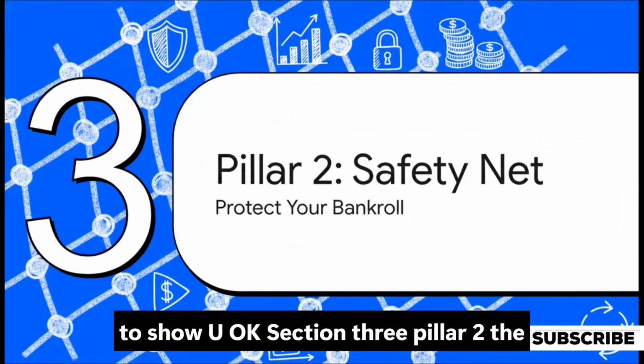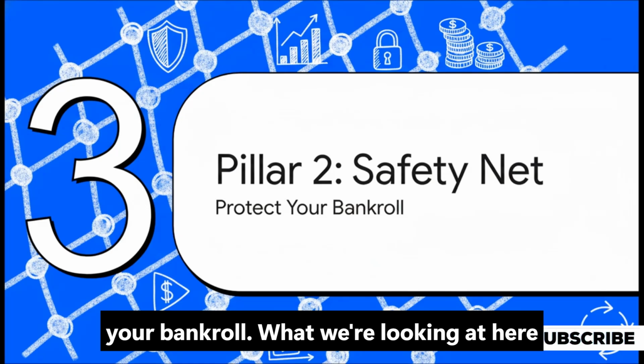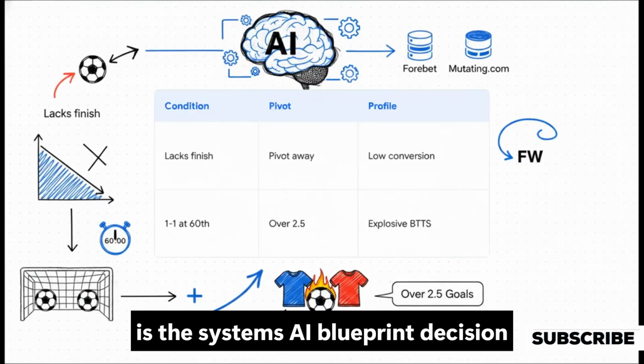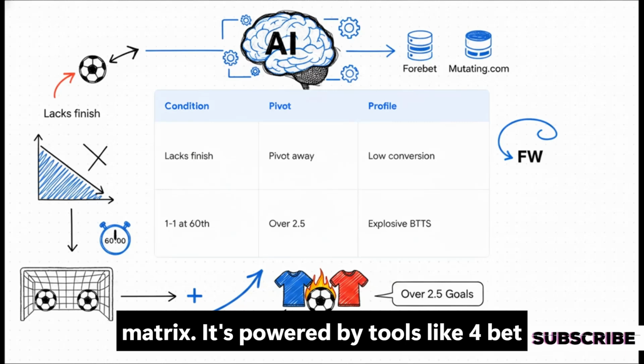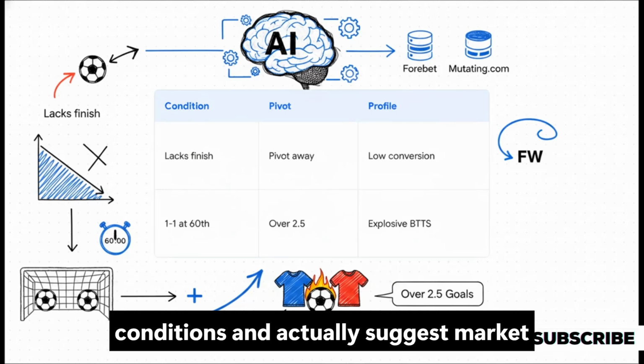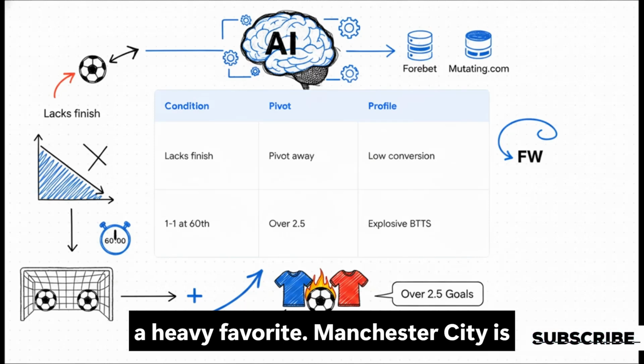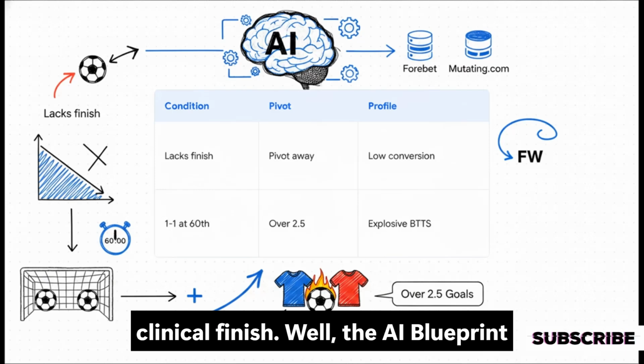Okay, Section 3, Pillar 2, the safety net. This is all about protecting your bankroll. What we're looking at here is the system's AI Blueprint decision matrix. It's powered by tools like 4bet and mutating.com to analyze match conditions and actually suggest market pivots. Take a look at the first row. Say a heavy favorite like Manchester City is dominating possession but totally lacks a clinical finish.